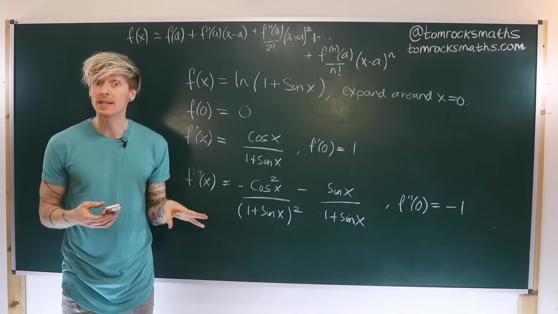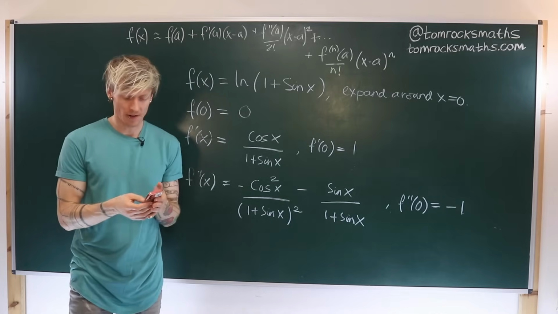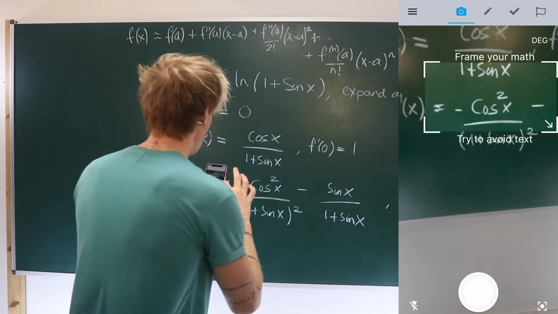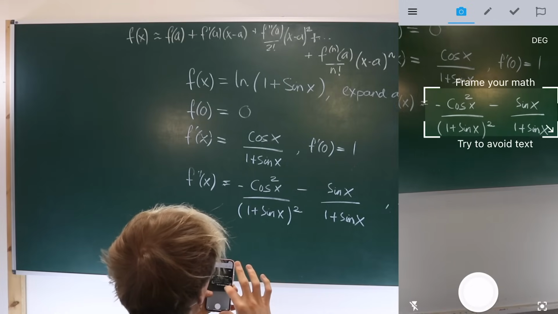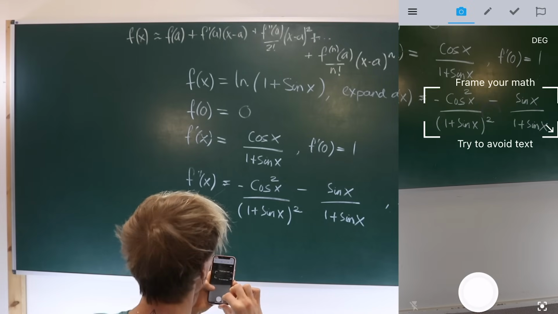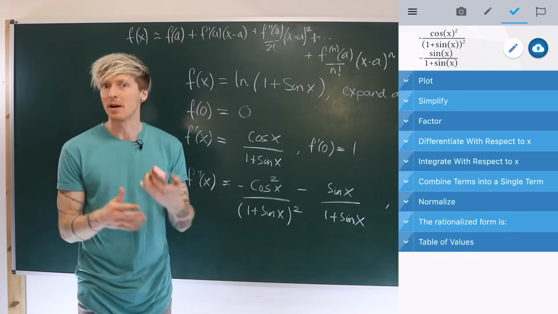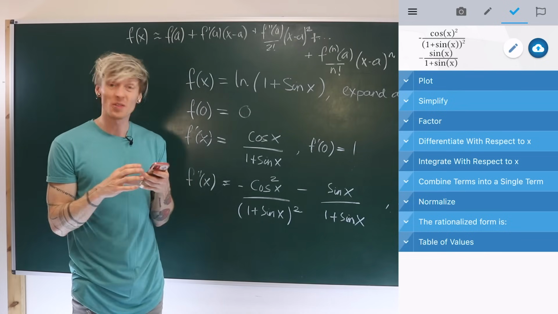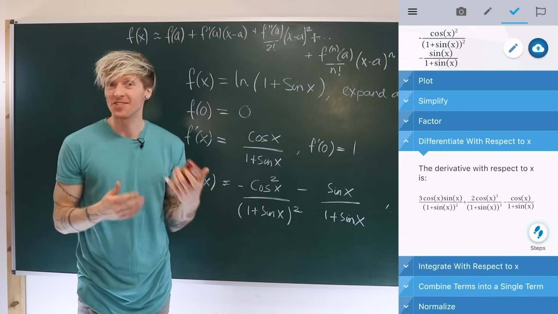Now for the third derivative, I'm going to use the Maple Calculator app on my phone. So if I open up the app and then click on the camera icon, it's asking me to frame my equation. So if I do that, make sure it's all inside the box and take a photo, then the equation will now appear on screen in my app. So not only does the expression appear in the app, but I can click on the differentiate with respect to x tab, and it will give me the derivative.